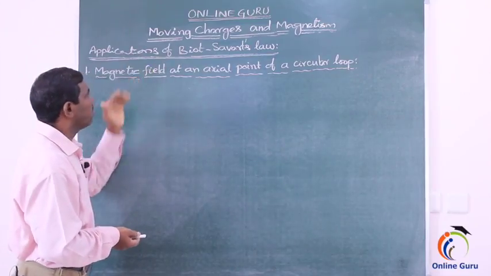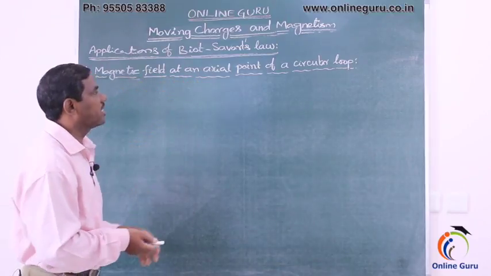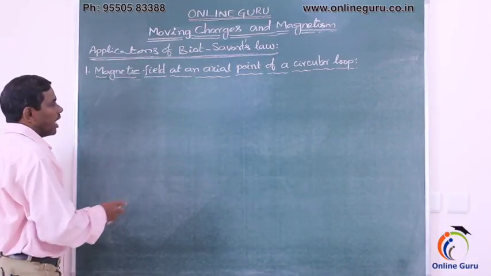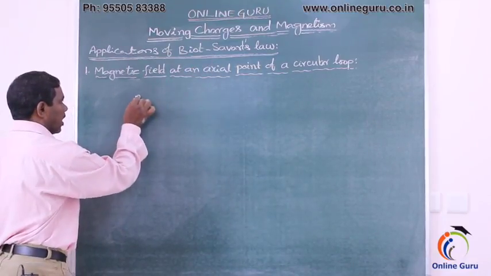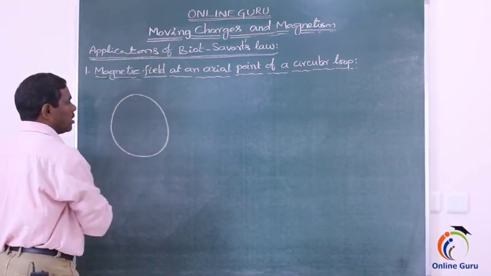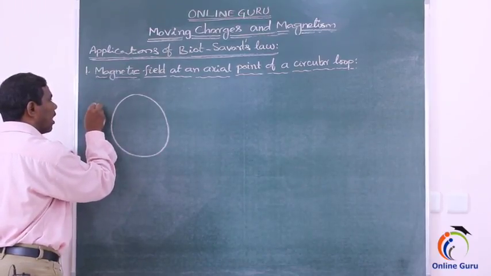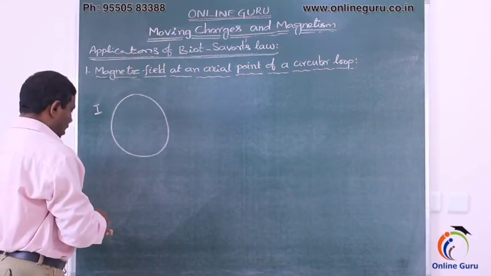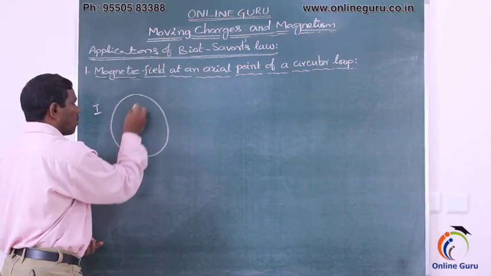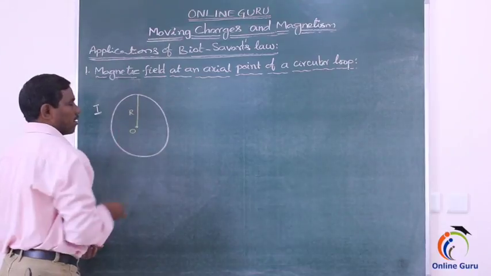The first application of Biot-Savart's law is the magnetic field at an axial point of a circular loop. A loop means it consists of n turns. Consider a circular loop of n turns. It carries an electric current of strength I. The center of the circular loop is O, and the radius of the circular loop is capital R.